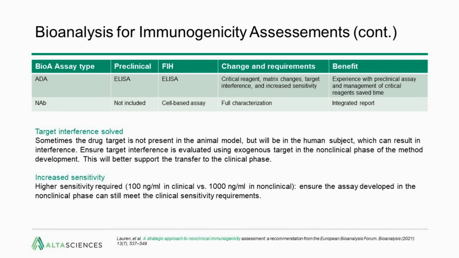Target interference was also solved. Sometimes the drug target is not present in the animal model preclinically, but will be in the human subject, which can result in interference. Thus, we ensured target interference is evaluated using exogenous target in the non-clinical phase of the method development. This will better support the transfer to the clinical phases.